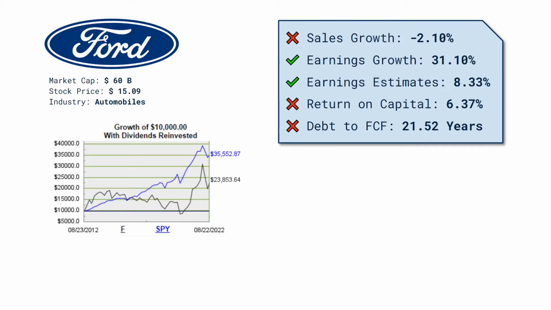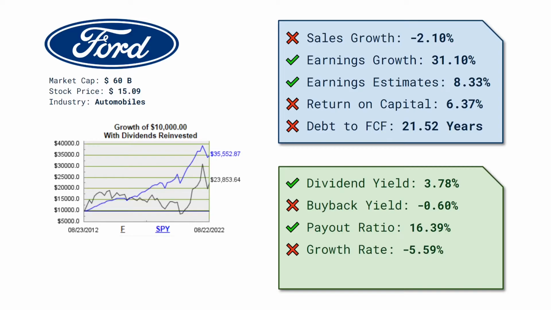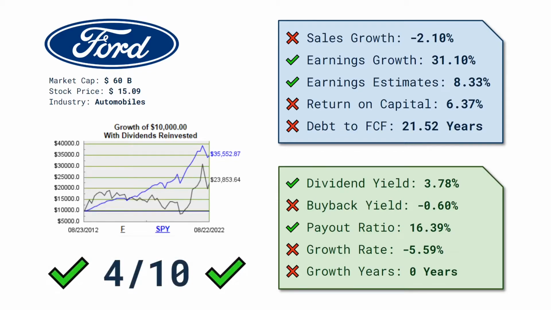Now for some yield data. Dividend yield at 3.78%. Buyback yield is negative, so they are not buying back any shares. The payout ratio is kind of low, which is nice, 16%. And this has a negative earnings growth of the dividend. And by that, they have not been raising the dividend the last couple of years. All in all, that makes up for 4 out of 10 points, which is a bit mediocre.